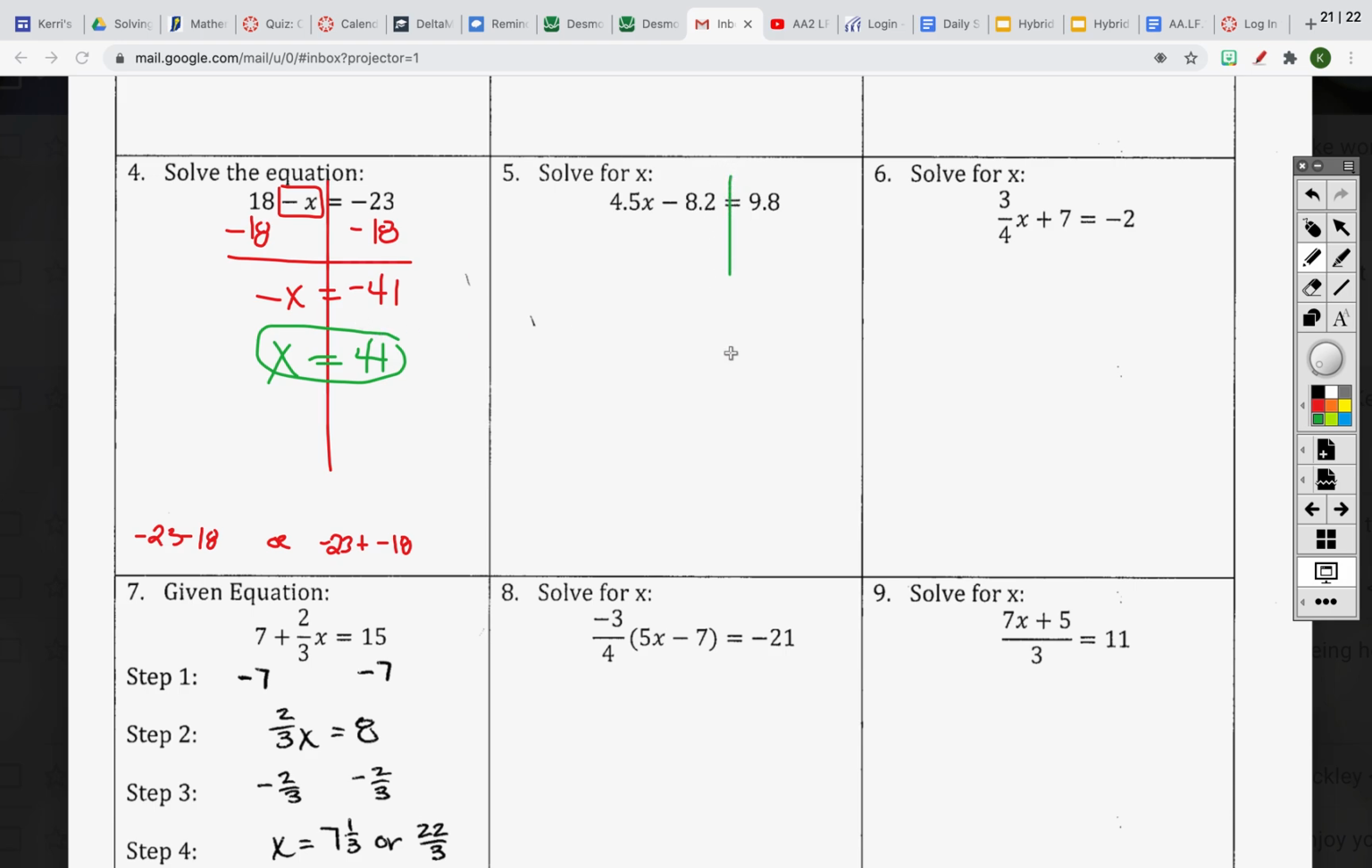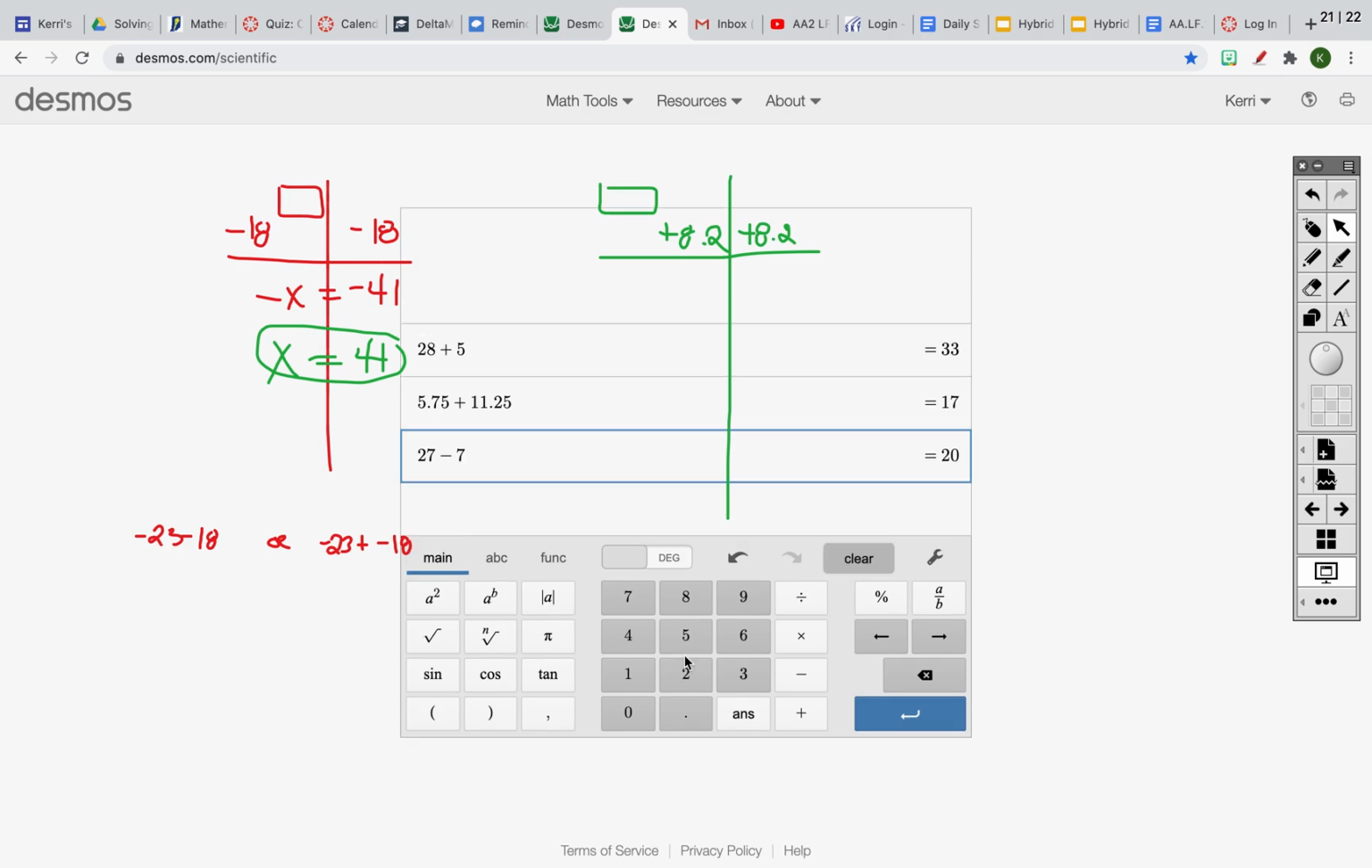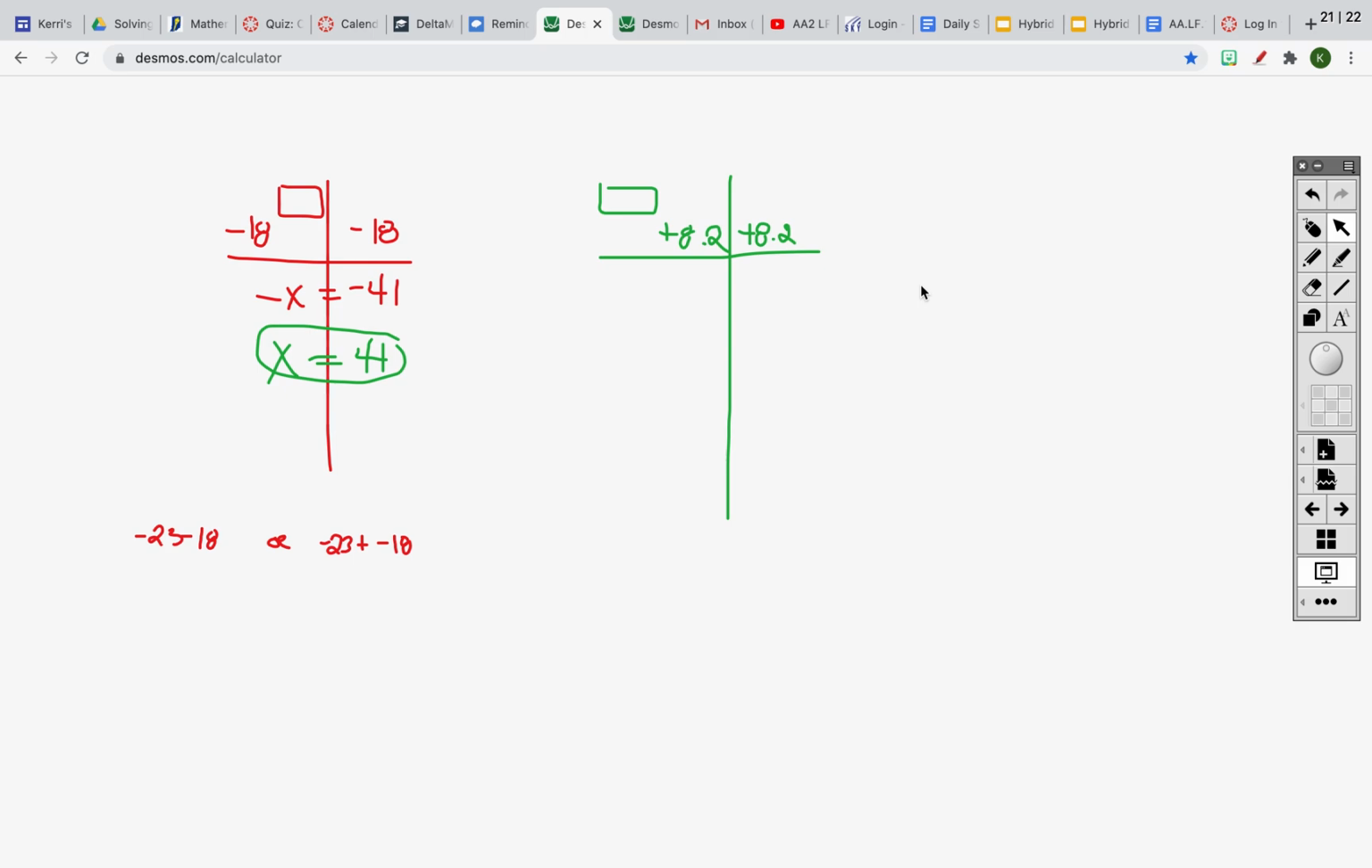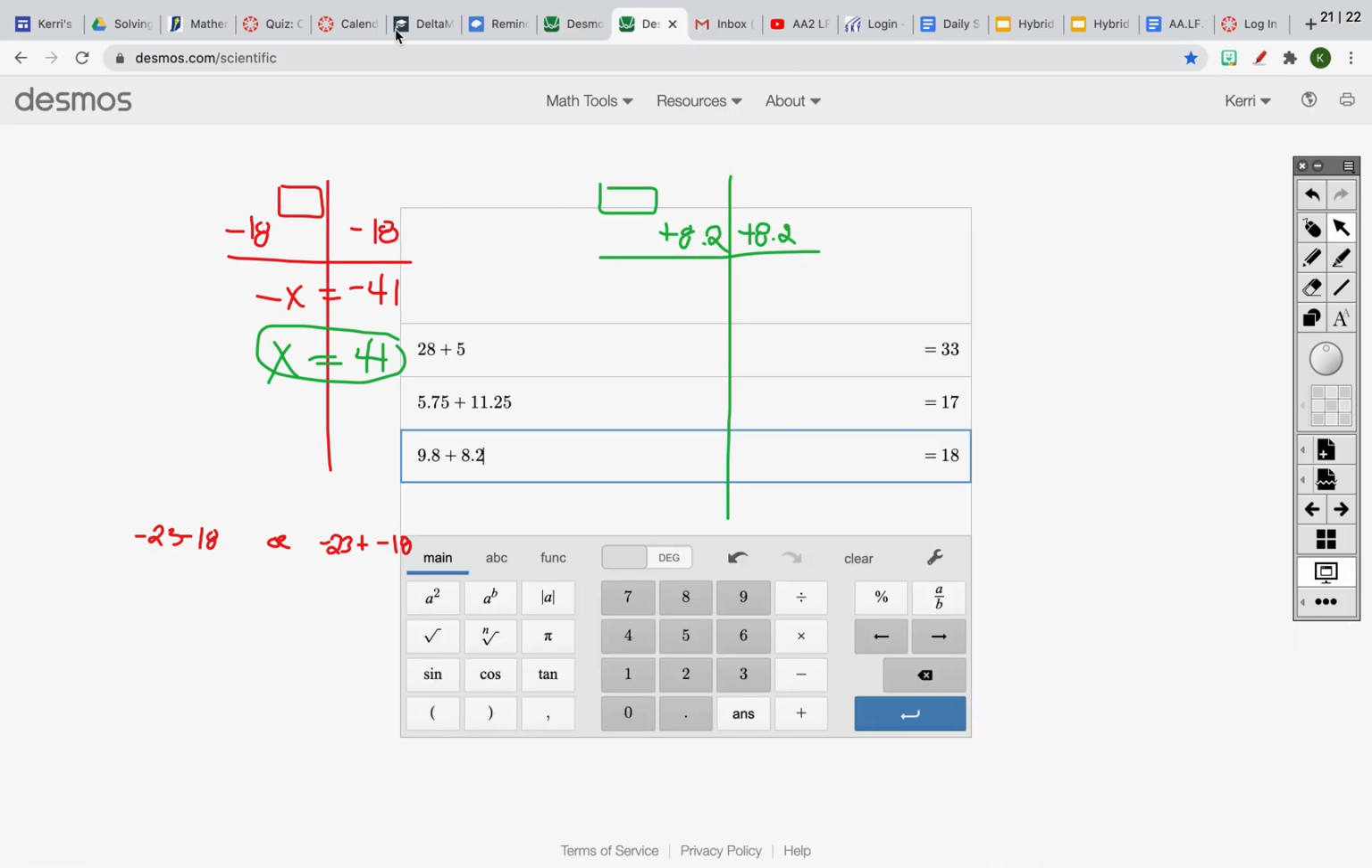All right, drop your line, box your variable term, opposite operation. Just because they're decimals, we are not flipping out, because guess what? We're using our calculators. So 9.8 plus 8.2 is an 18. Oops, wrong screen.